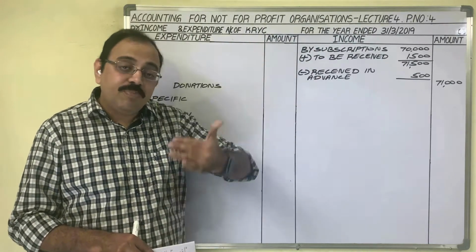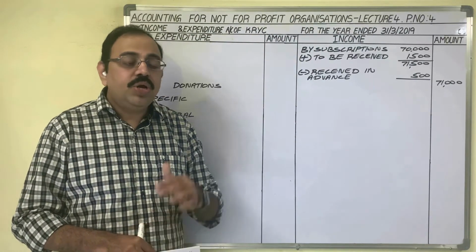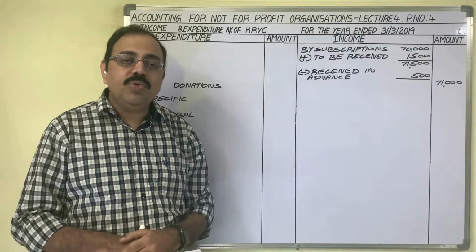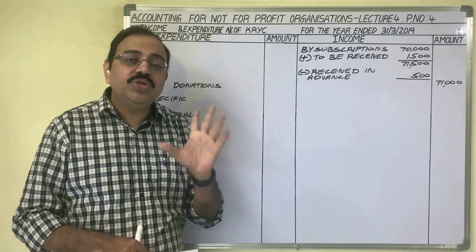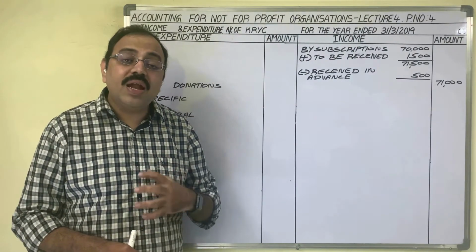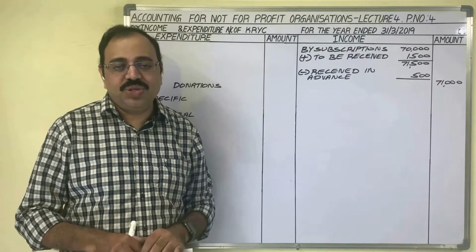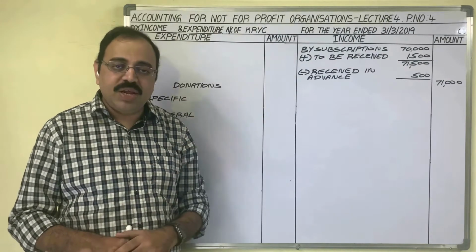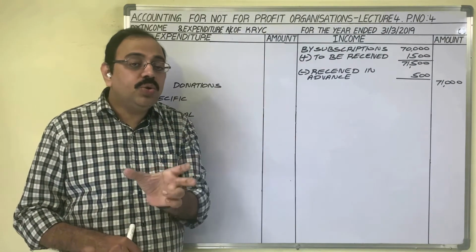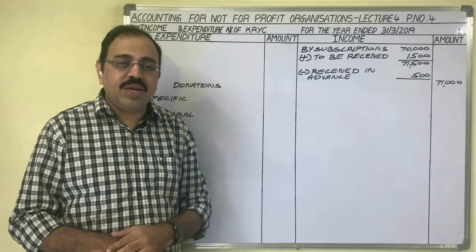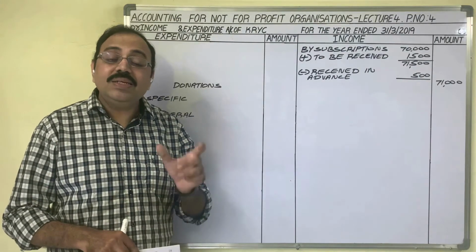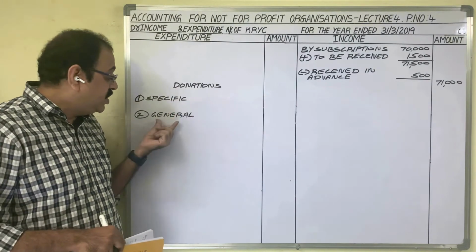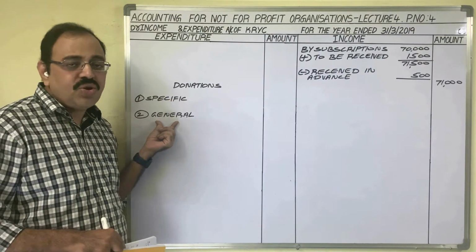Suppose donation for prizes means to distribute the prizes to our students. Donors are giving that amount to us. Only for that purpose we should use it. Suppose we are running one charity educational institution and some people donated money for the construction of library. So that amount we should use only for the construction of library, not for other purpose. This type of donation is known as specific donation. General donation. So this is common to us.